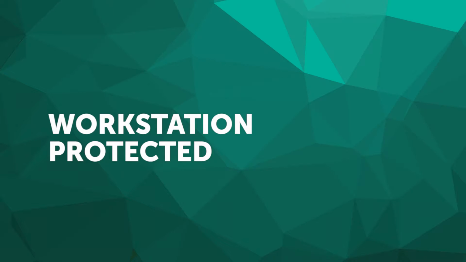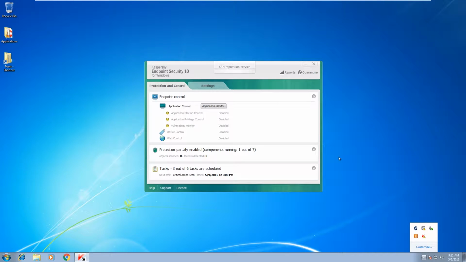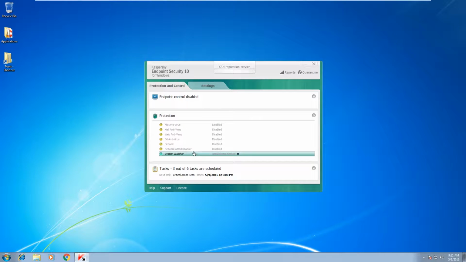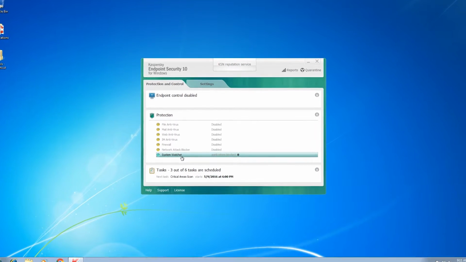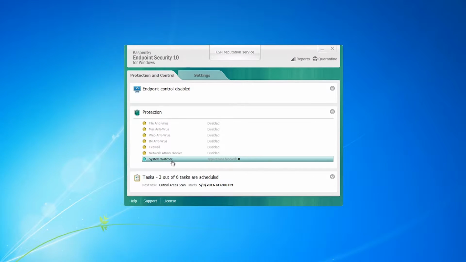Now let's take a look at what happens when a workstation protected by Kaspersky Endpoint Security 10 for Windows is attacked by ransomware. Here we can see the Kaspersky Endpoint Security 10 for Windows interface. Notice that all of the components have been disabled except for the System Watcher component. System Watcher is a key component in detecting advanced threats by using behavioral analysis in a closed memory space. It can also protect the system from threats that use zero-day exploits and vulnerabilities with its automated exploit prevention engine.